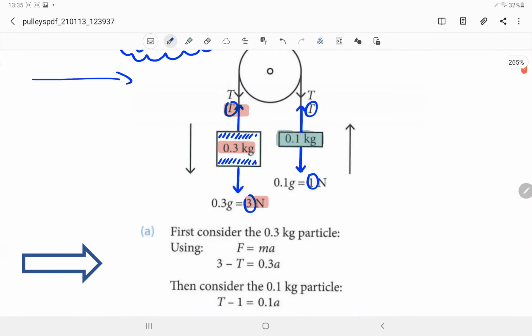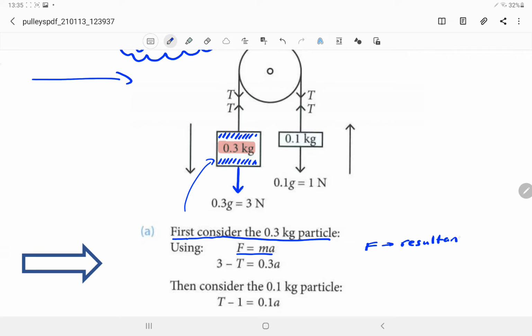So just looking at our working out here, consider the 0.3 kilograms particle. So we'll rub this out, and we're looking at this particle. Using F equals ma, where F is the resultant force. So the resultant force is equal to mass times acceleration. This is the force acting downwards, and this is the force acting up.